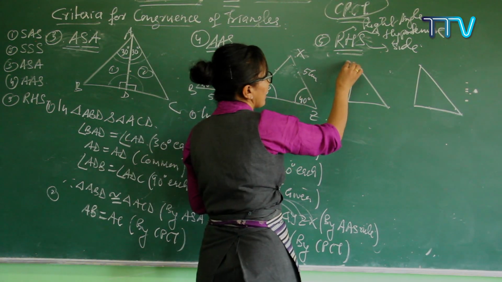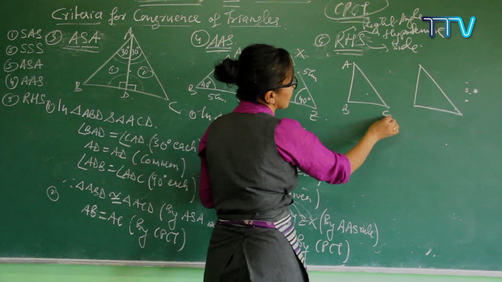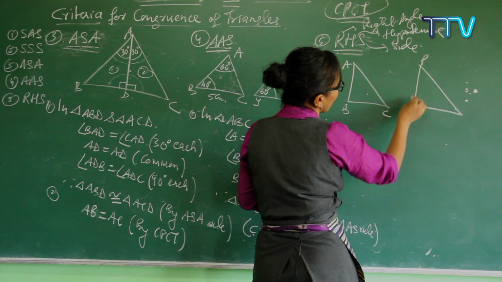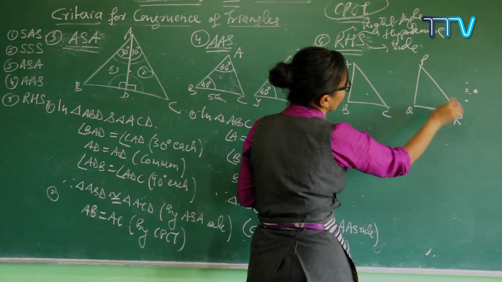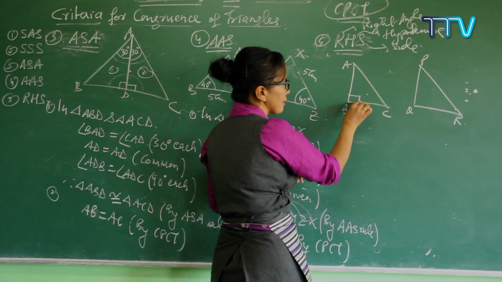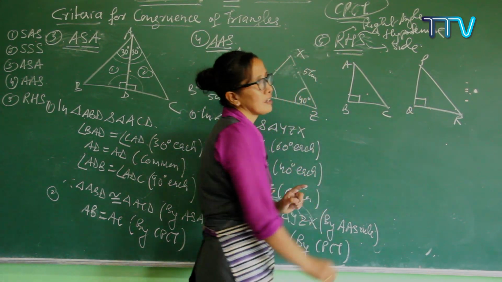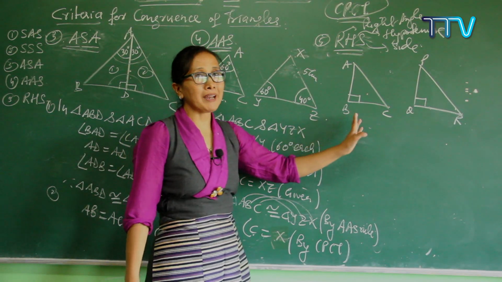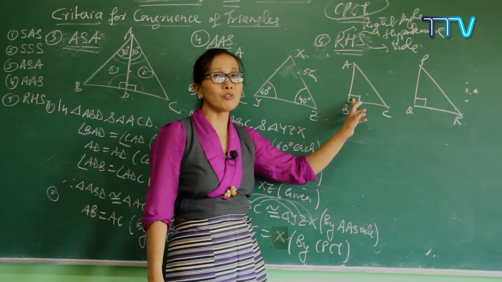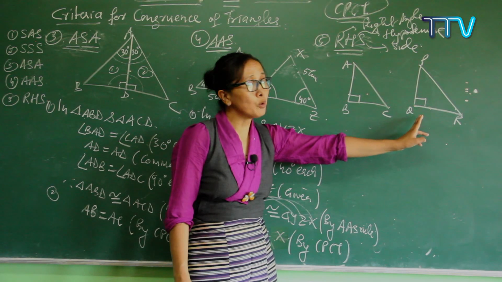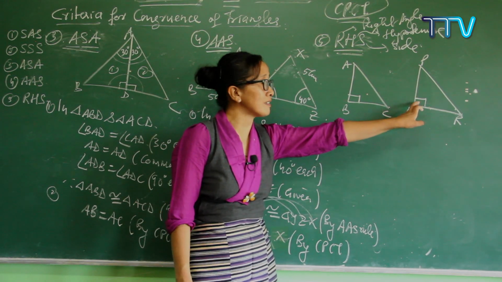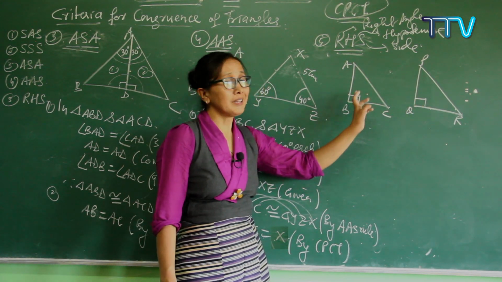Let me write it here: A, B, and C. And here P, Q, and R. And there always has to be one right angle. This is the symbol of a right angle. AB is perpendicular to BC, which means it is always forming 90 degrees. PQ is perpendicular to QR, that means it is 90 degrees. Got it?